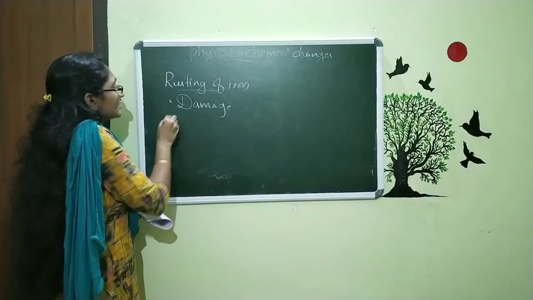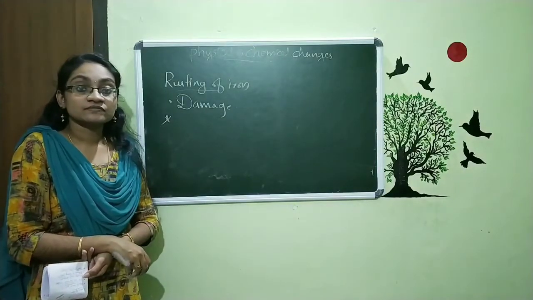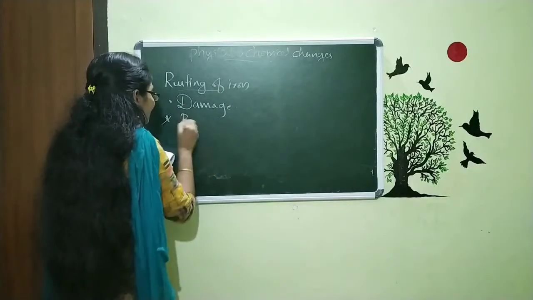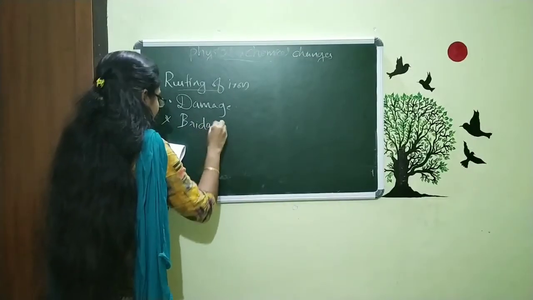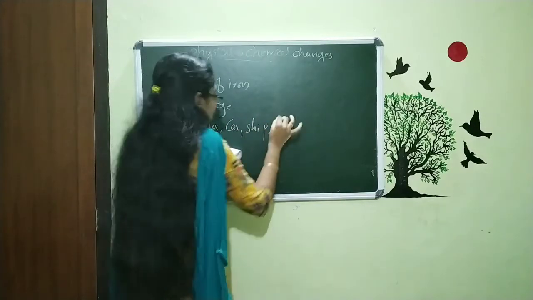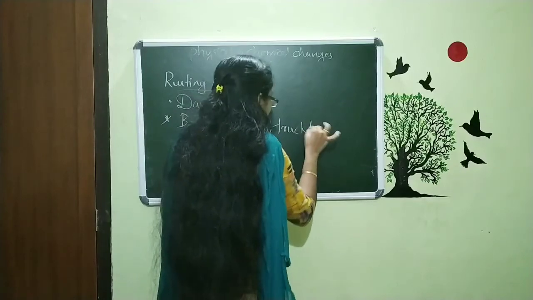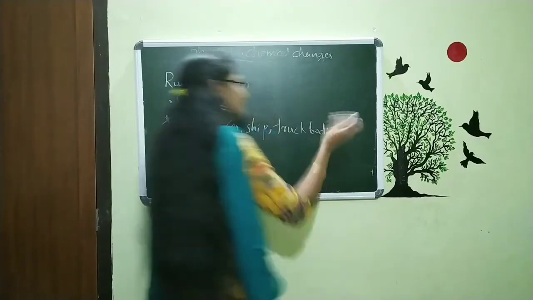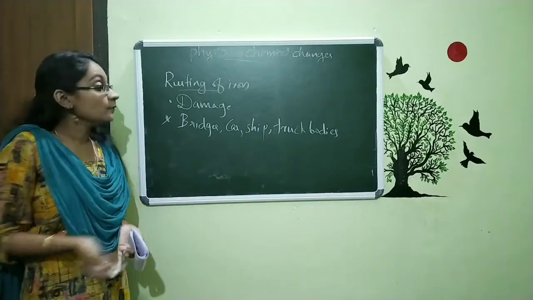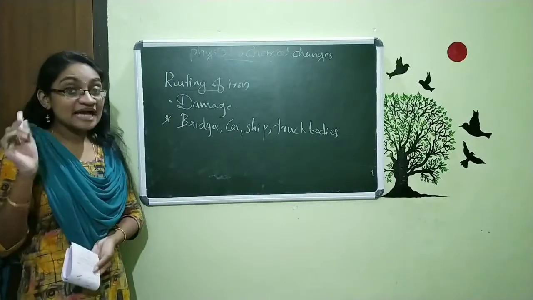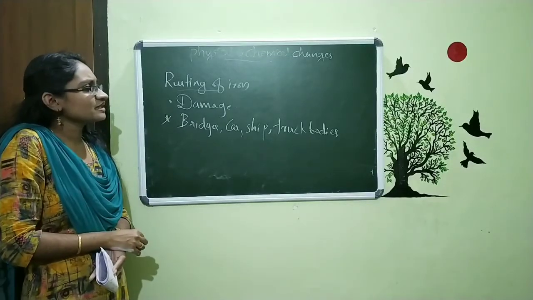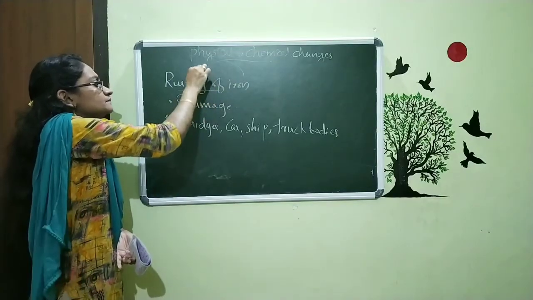And where are we using this iron? We are using this iron to make different types of things like bridges, cars, ships, truck bodies, etc. That means you can see a number of things in our homes which are made of iron. That means iron is a very important thing. But still, it has one problem: rusting.